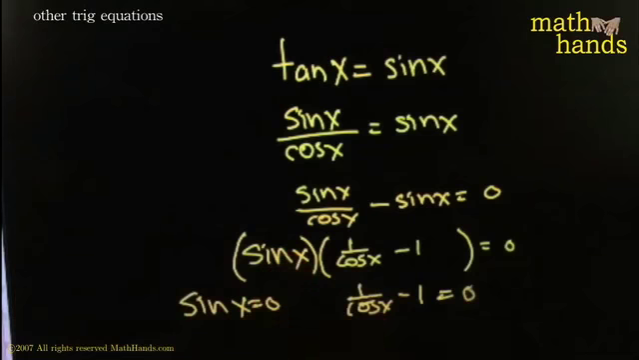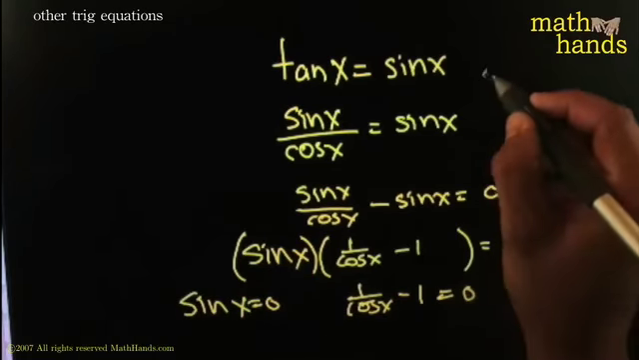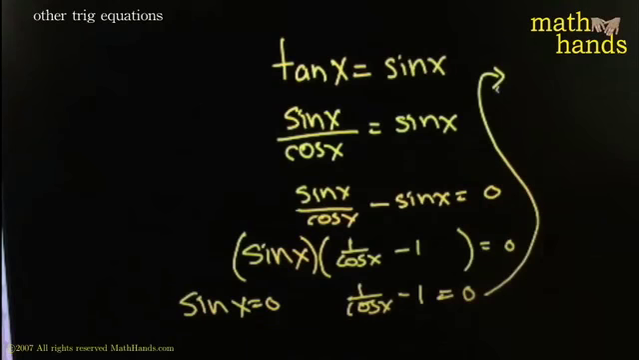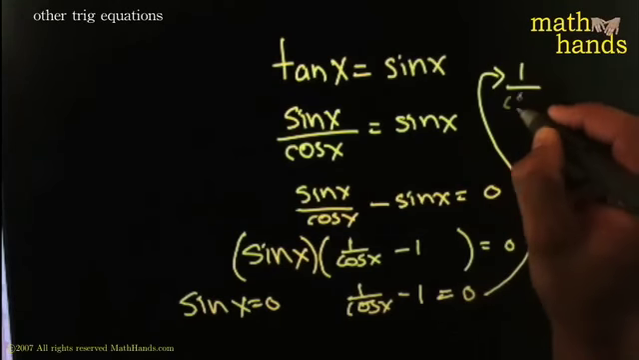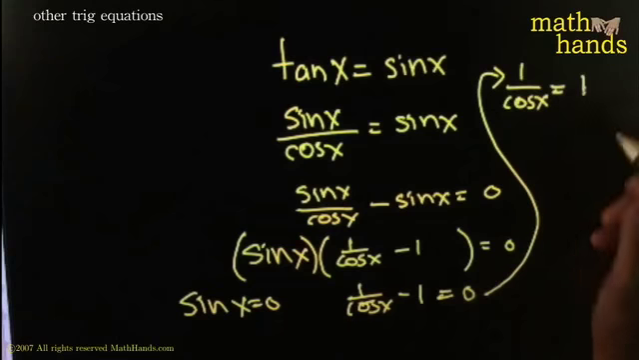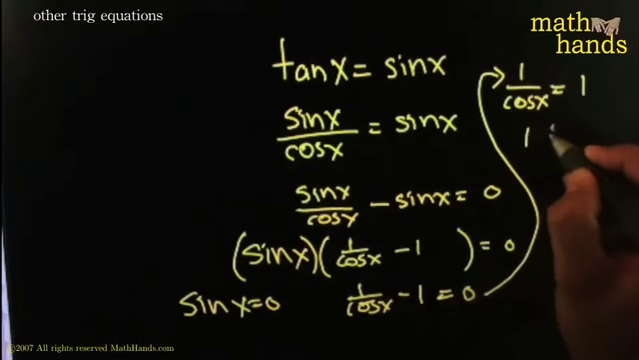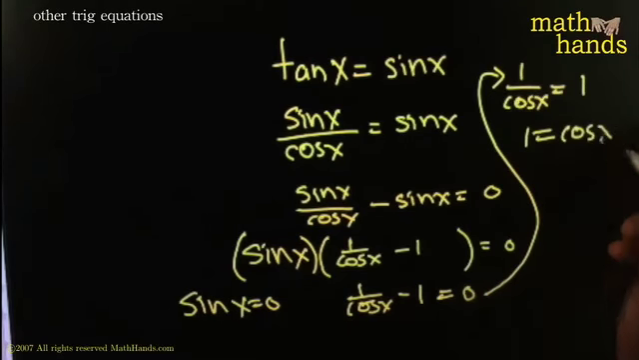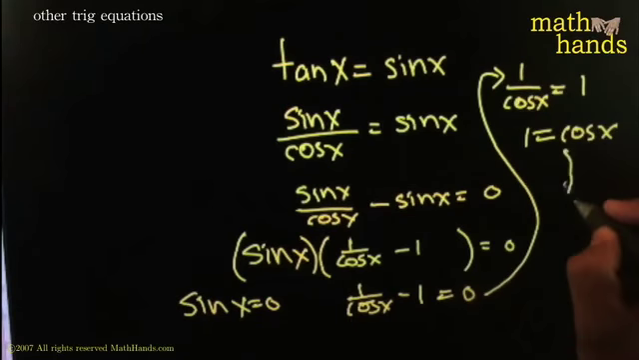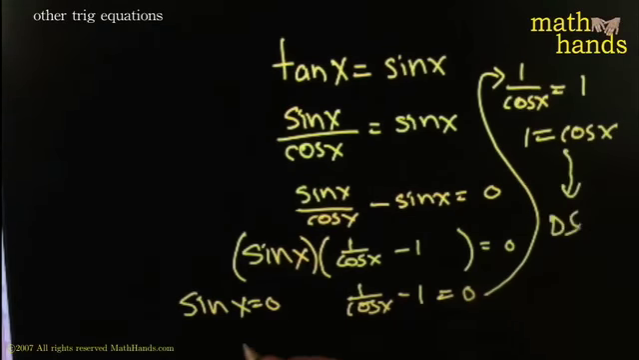And then this one, you would just do something like this. Let me continue over here. You would say 1 over cosine x is equal to 1. Maybe cross multiply or whatever. You get 1 is equal to cosine x. And that's easy to do. And I'll let you finish that. The rest of that is duck soup, as they say in the business. As I say in the business. This is duck soup. I'll let you finish that.